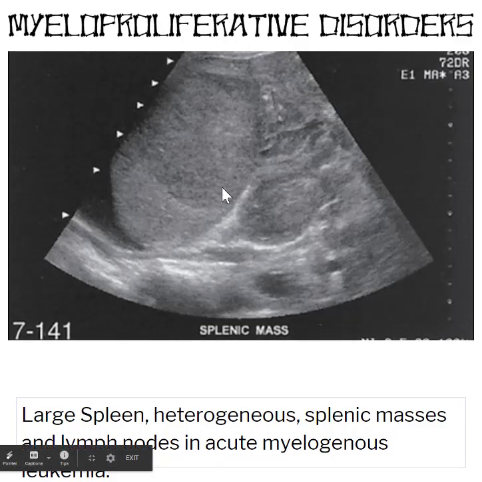So here's our very large spleen. We can see it's very heterogeneous, kind of seeing some splotches in here, some different echo textures, and then we actually have a large lymph node at the hilum of the spleen as well.